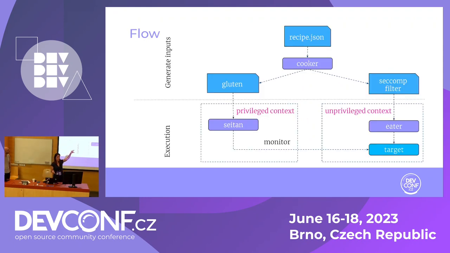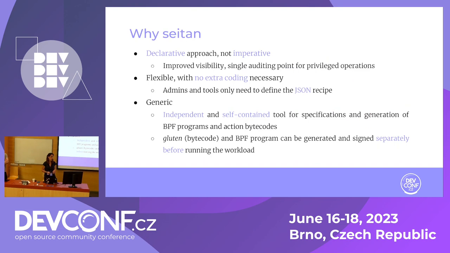So here you have a visual representation of the flow. We have two distinct phases. We have the generation of inputs that can be on a completely different build system. So it doesn't need to be, like we saw in the container runtime, when we start the container. The cooker will read the recipe that you wrote, and will generate gluten that will be the input for Seitan, and the BPF filter that will be launched by the eater. So when the eater launches the target, then Seitan can start monitoring the target process.